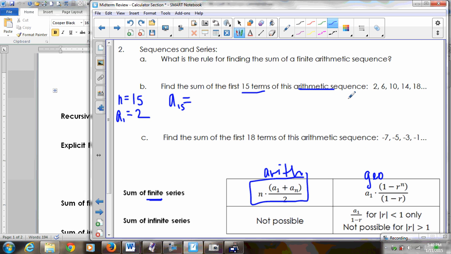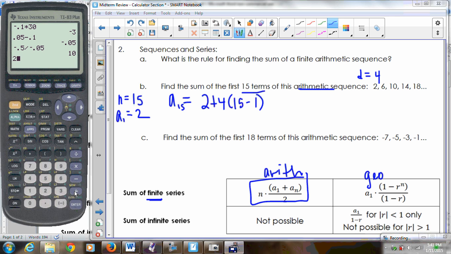So I know I need my first term, which is 2. The common difference, so let's see, what's the difference between each of these terms? 6 minus 2 is 4, 10 minus 6 is 4. So my common difference in this sequence is 4. So I'm going to be adding 4, and then I want to do n minus 1. Well, again, n in this case is 15 minus 1. So I can do this on my calculator. We want to do 2 plus 4 times the quantity 15 minus 1. And we get that the 15th term is 58.